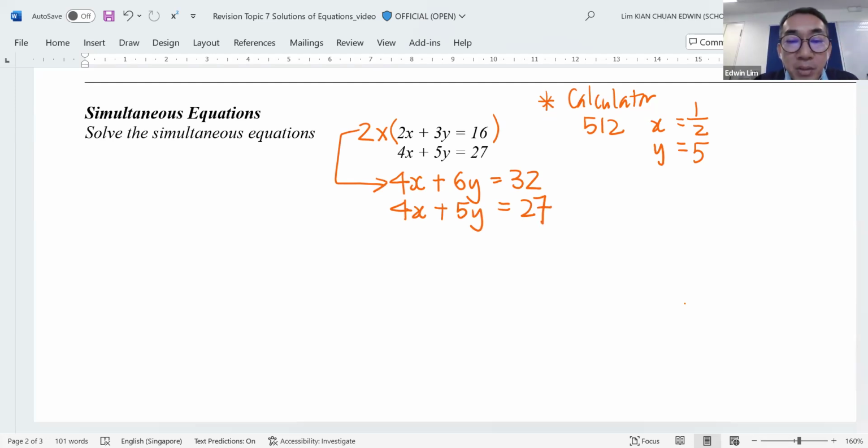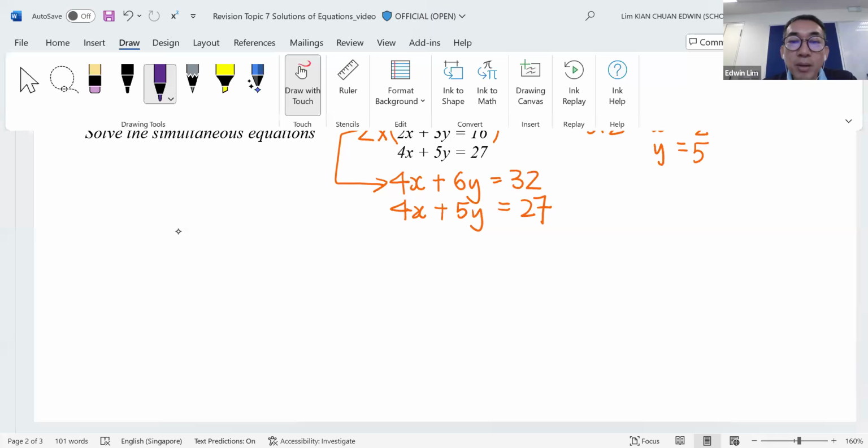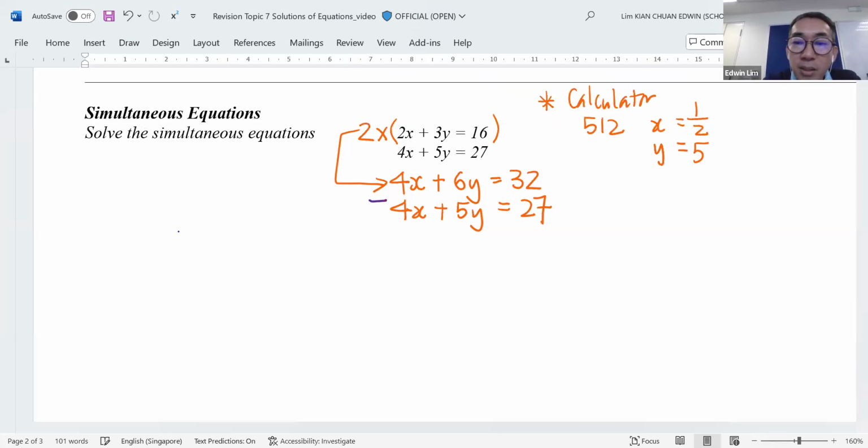All right. The main purpose of this is to make 4x and 4x. Now we can do something about it. I will use a different color. Use purple. Plus or minus? I will use minus. All right. Left hand side minus, the other side I use minus as well.